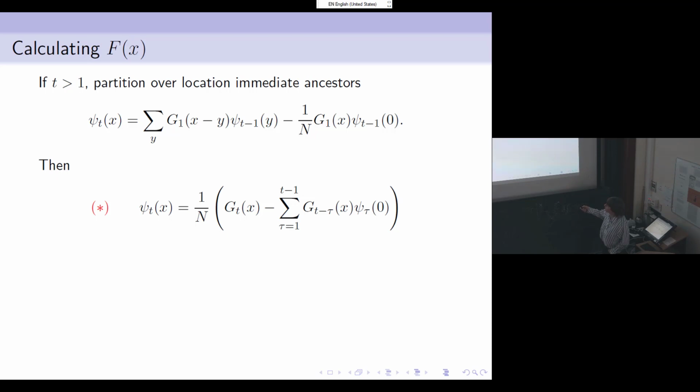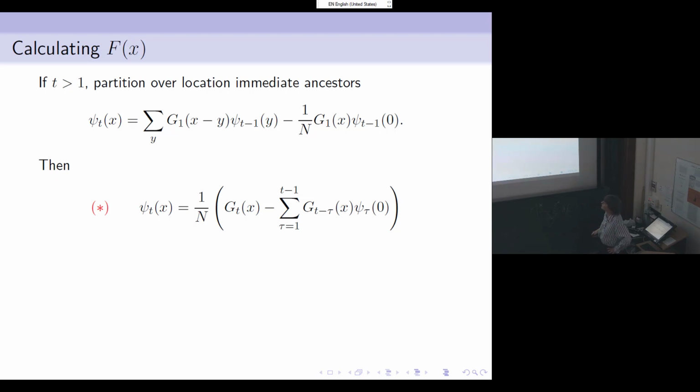So this G1 just says, what's the probability that the separation, which is x now at time t, was y at time t minus 1. So this is just again a convolution, and it's telling us that the separation over one generation has changed from x to y. Now I want to know, what's the probability that the individuals that are now at separation y had a common ancestor exactly t minus 1 generations in the past, and that would be psi t minus 1 of y.